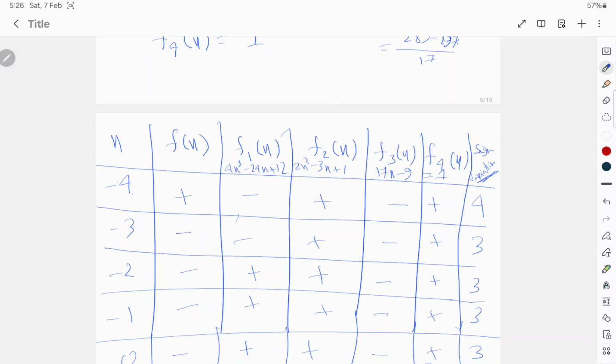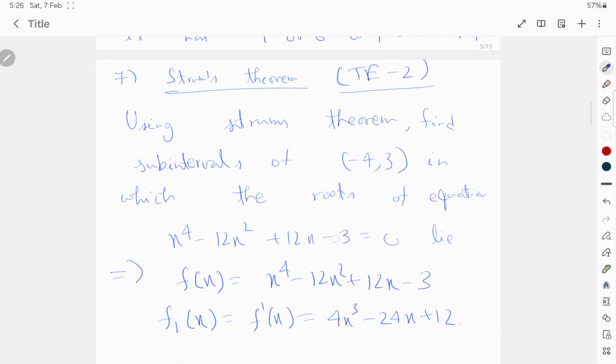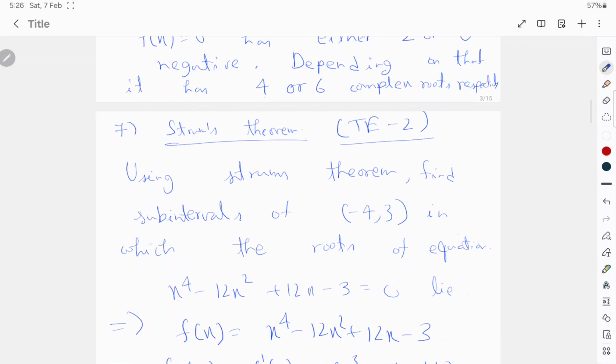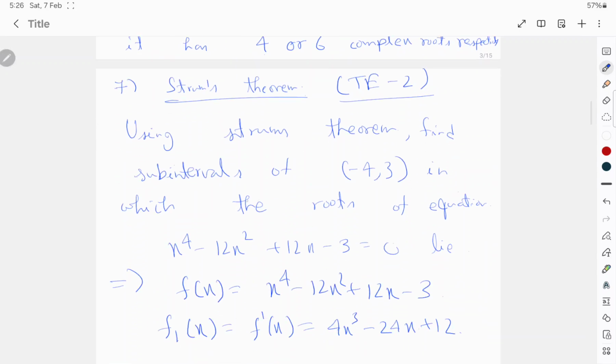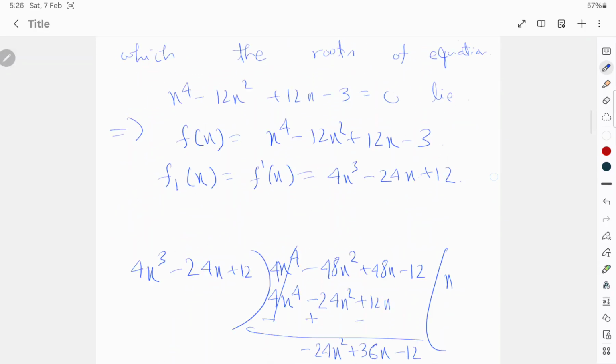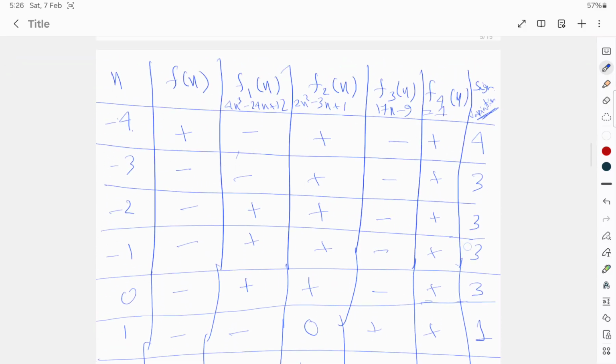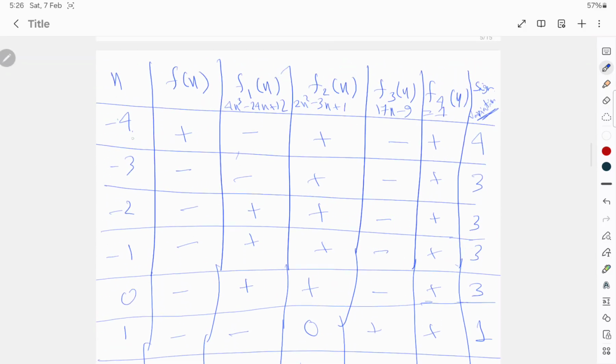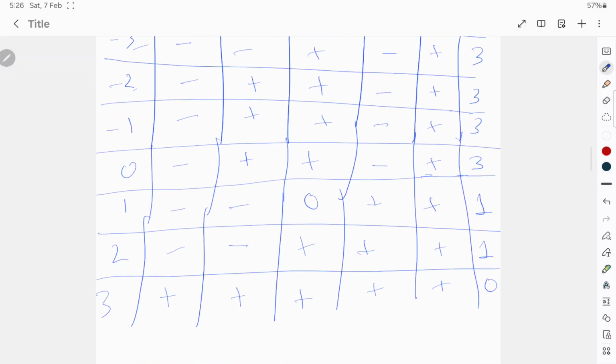So what is the problem here? The problem is given that using Sturm's theorem, find a sub-interval of [-4, 3]. So in that interval [-4, 3] you have to choose different sub-intervals. I am choosing with length 1, so -4, -3, -2. In this way I have made a table.